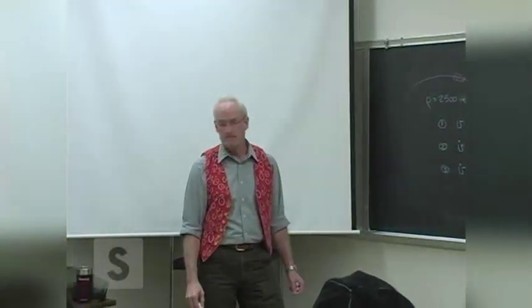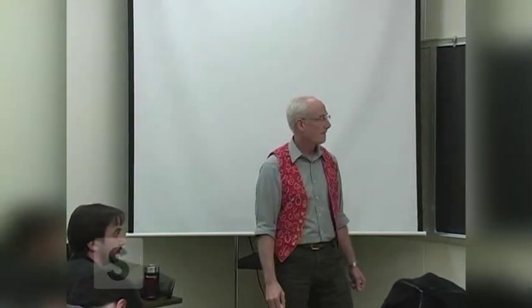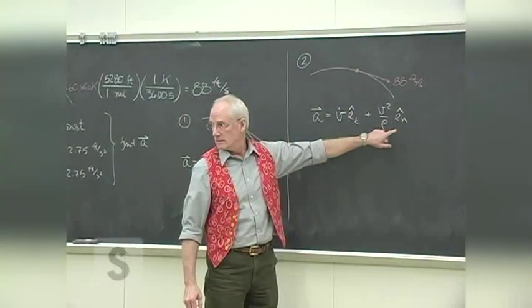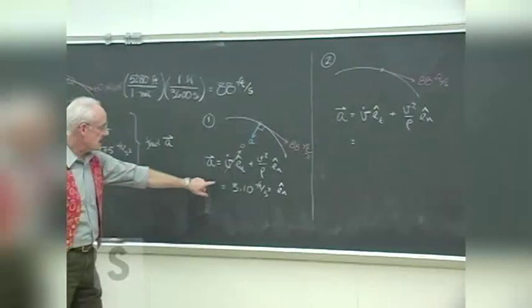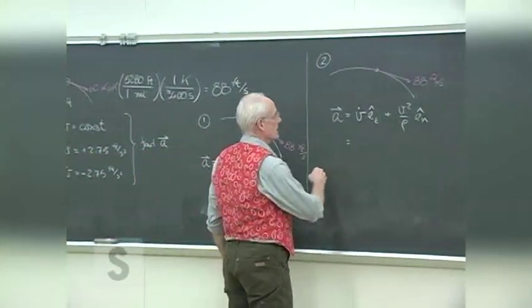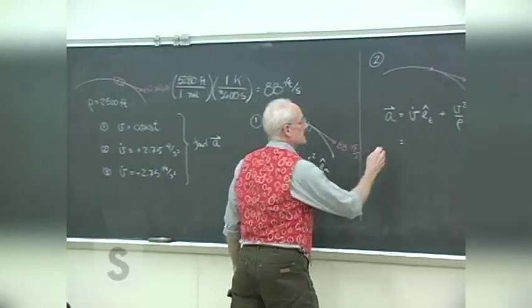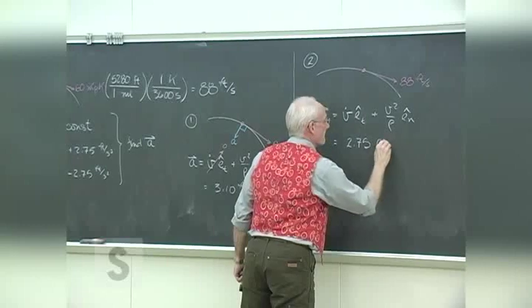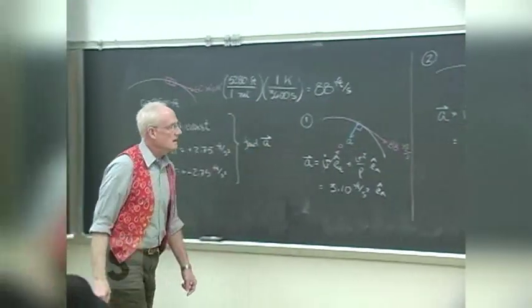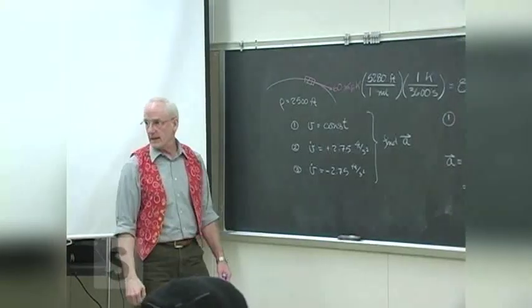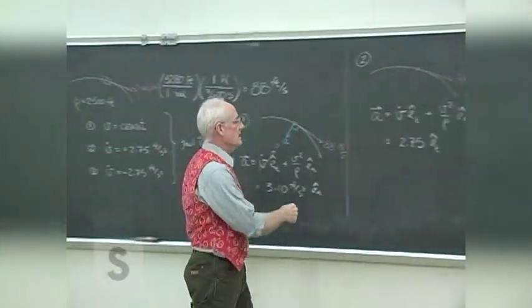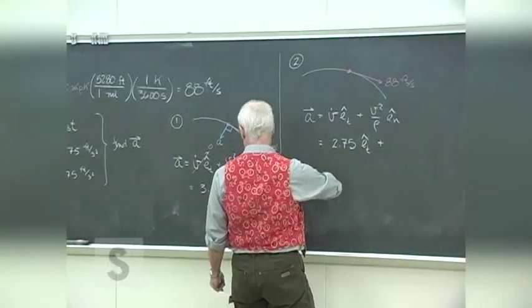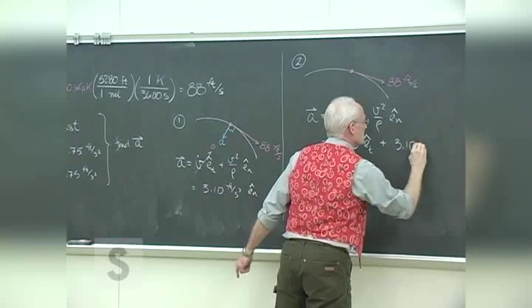Who wants to do the easy one and do the normal direction? It's already done, because this hasn't changed any. All that's changed is the v dot, and it's now 2.75. And for this part, we're saying that it's speeding up along the path. The speedometer needle's going up to the right, so that is positive. That is in the tangential direction, and the normal component is 3.10, because that hasn't changed any.